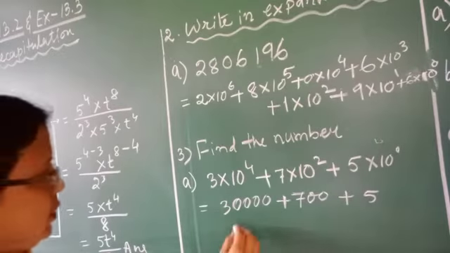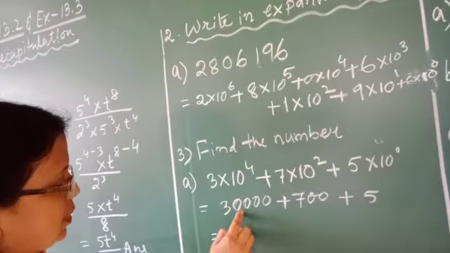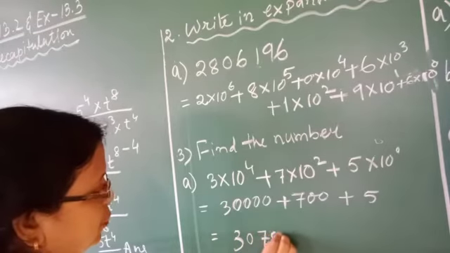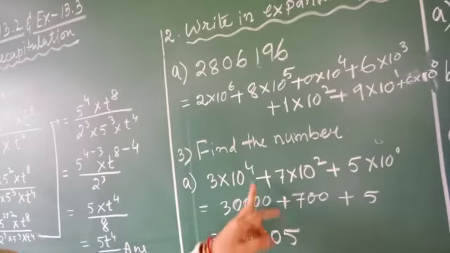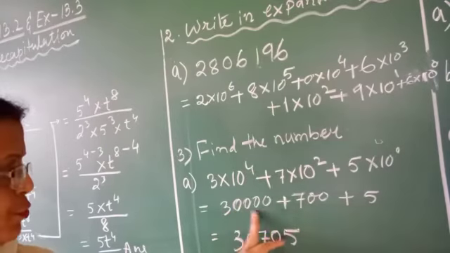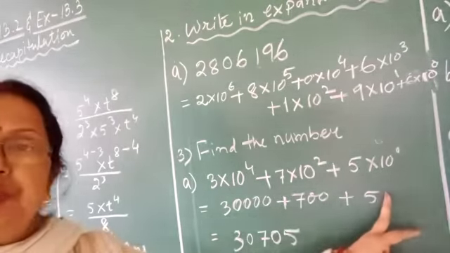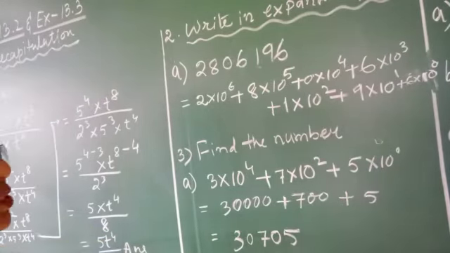3,705. 3,000, not 3,000, 30,000. 30,000 means 30,000, 700, 10 and 5. If you add this, you will get it. From where did these zeros come? As the power was 4, so 4 zeros. Power was 2, so 100. Power was 0, that means 1. 10 to the power 0 means 1. 5 into 1 is 5. Understood?